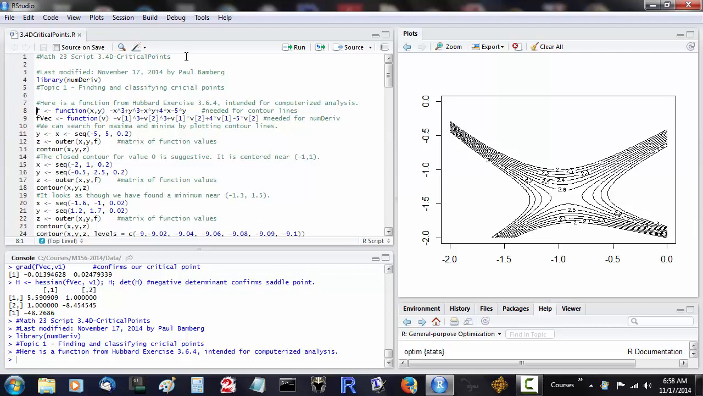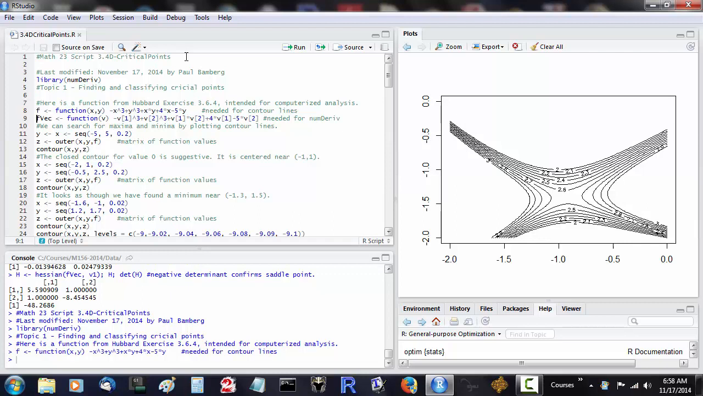So here's our function of x and y, minus x cubed plus y cubed plus xy plus 4x minus 5y. We need this version in order to plot the contour lines. Somewhat annoyingly, if we want to calculate numerical derivatives, gradients, Jacobians, and the like, we need the same function expressed in terms of a single vector. So I replace x by v1 and y by v2 and write a second version.